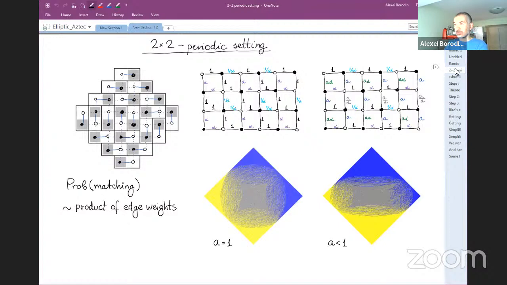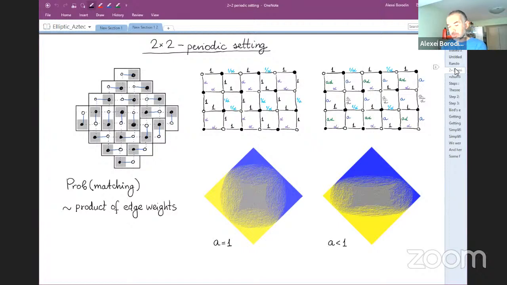So I'm going to talk about the following modification of the model. I'm still looking at the same domain. So this is the Aztec diamond. But the measure on tilings that I'm going to look at is not going to be uniform anymore. And the weight for a tiling will be defined as the product of weights of edges of the square lattice that are occupied by dominoes.